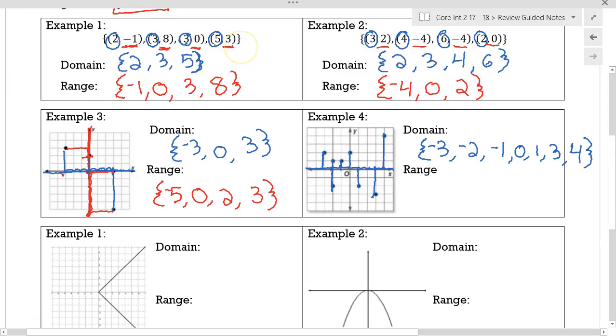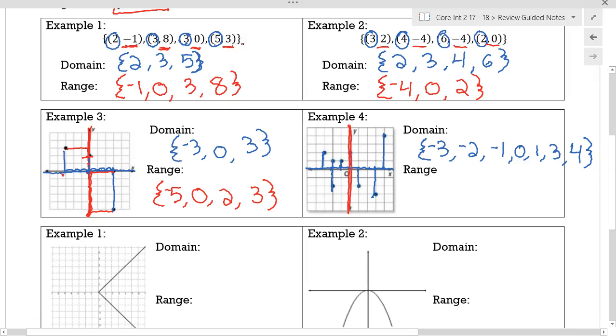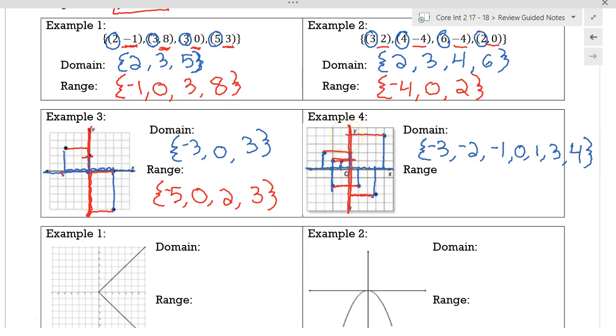Now I'm going to do the same thing for my range. Again, we're using the y-axis. And again, for range, make sure you start at the bottom. You're starting with your lowest number. So I have one here on that line. I have 2, but it doesn't matter. Remember, they can repeat. I also have 2 here. Again, doesn't matter. I have this one and this one.